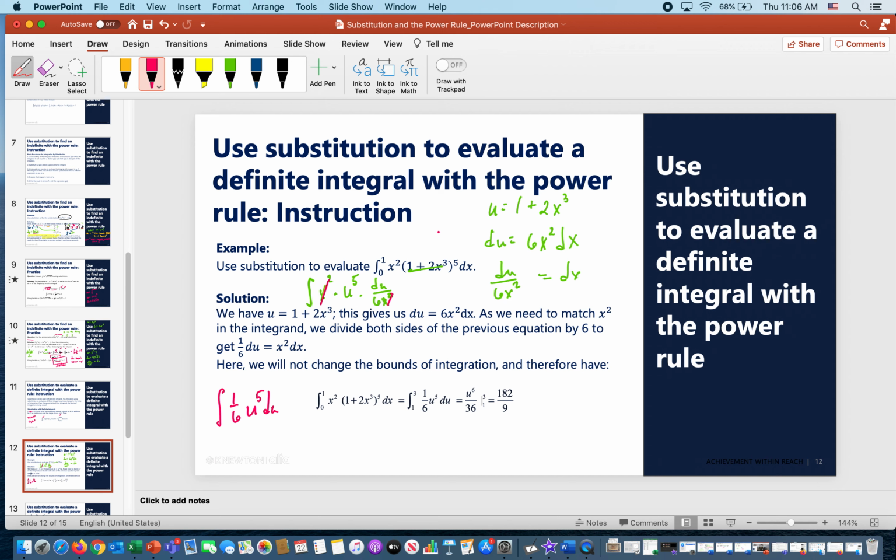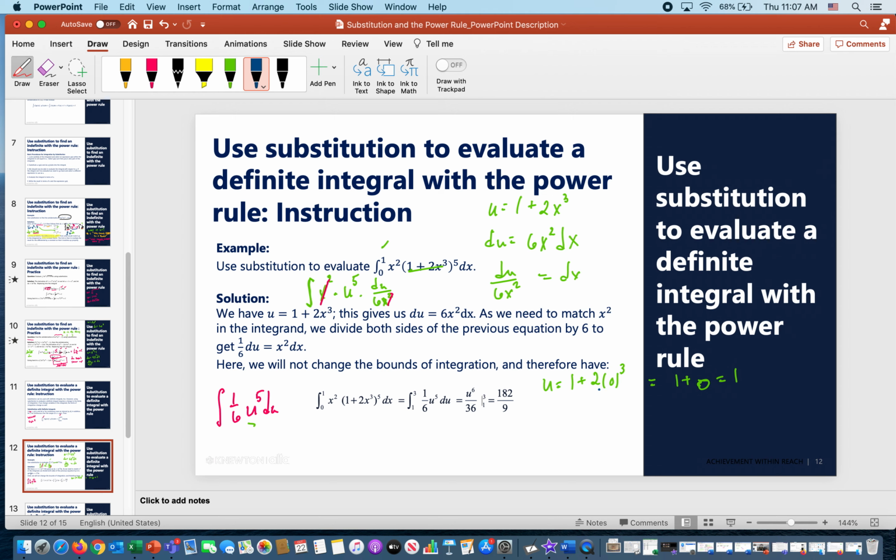But remember, we're looking for the definite integral, right? Where we have a 1 and a 0. Now, I'm not going to put 0 and 1 right here. That is bad because 0 and 1 are values for x. And my expression now has u's in it. If you recall, u is equal to 1 plus 2x to the third. So what we're going to do is we're going to let u equal 1 plus 2 times 0 to the third. Well, that's going to equal 1 plus 0, or just 1.